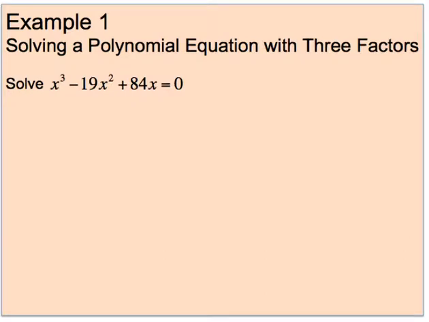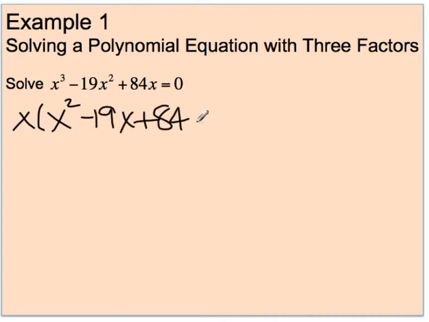Here we have us solving a polynomial equation with three factors. As is usually the case, the first thing that we want to look for is whether or not this equation has a greatest common factor. And in this case, each of the three terms shares an x. So the first thing I want to do is factor the x out of the equation. So we have x squared minus 19x plus 84 times x gives us 0.